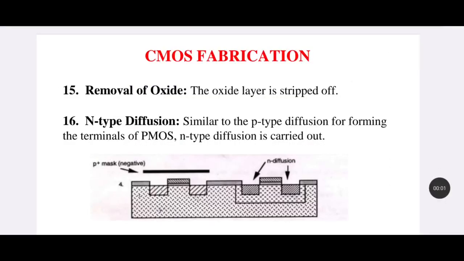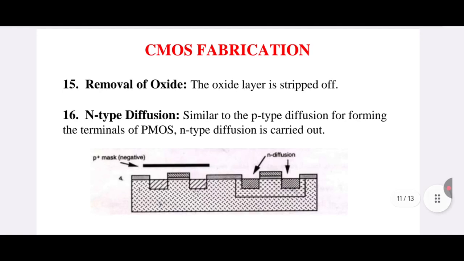Next, we will concentrate on the N-type diffusion, that means formation of source and drain terminals for the N device. Before doing that, we need to remove the excess oxide layer that was present on the wafer substrate. Once more, the processes of photolithography and masking are repeated in order to create the regions where we need to allow N-type diffusion gas. Here we need to form the terminals of the N device such as N-type source and N-type drain.